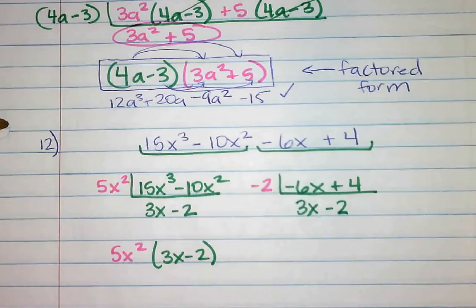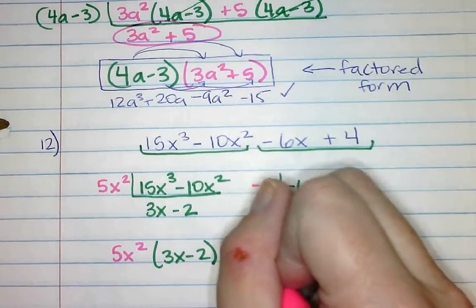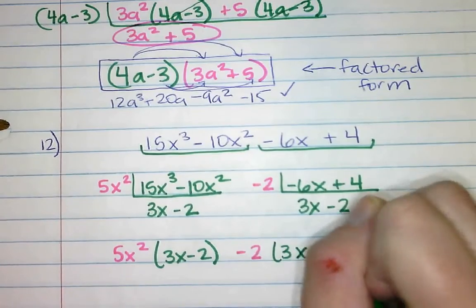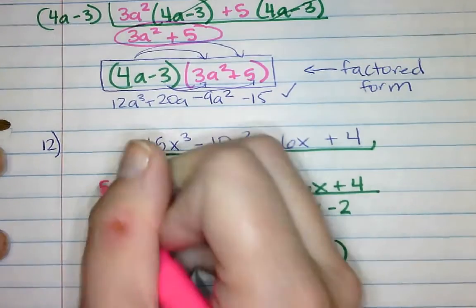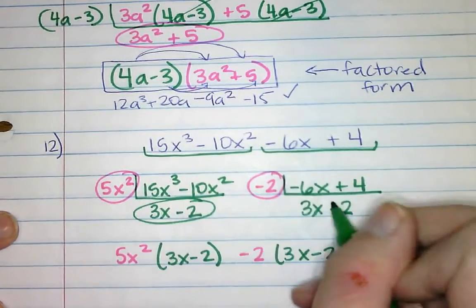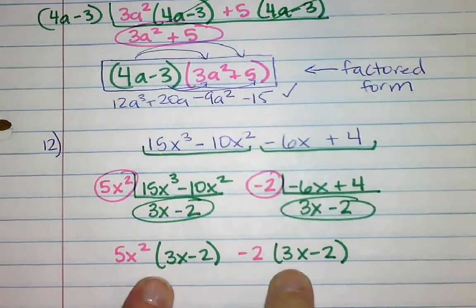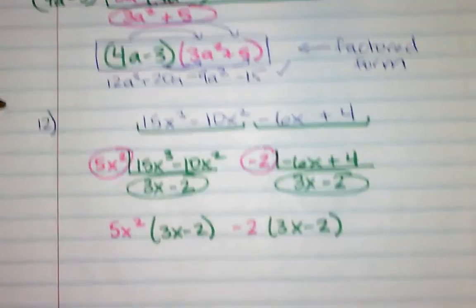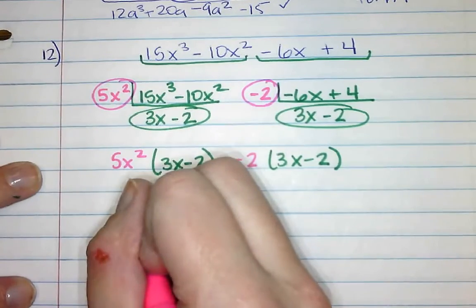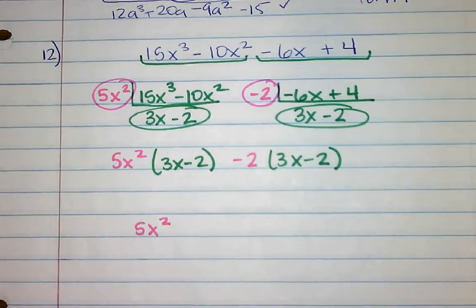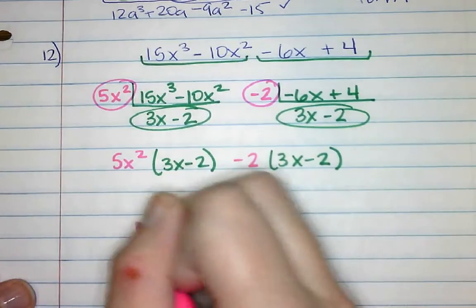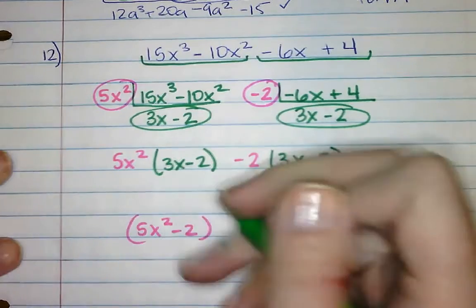All right, guys? Now I'm going to be super honest with y'all. When I get to this spot right here, I don't usually do my upside down division again. I usually go ahead and just write out 5x squared minus 2 as my first one, and then I write out 3x minus 2 as my second one. Does that make sense, y'all? I go here and I know that I've reached it, okay?